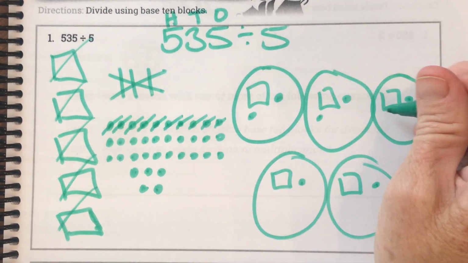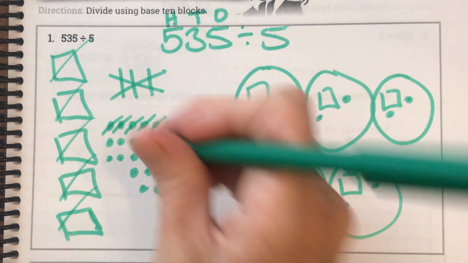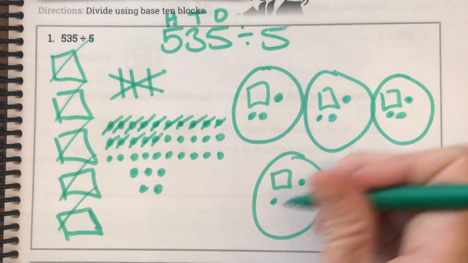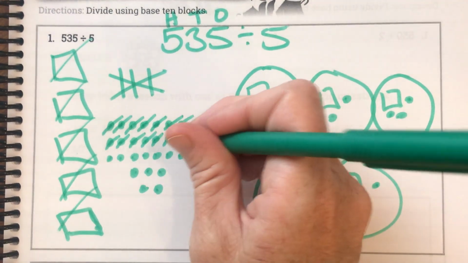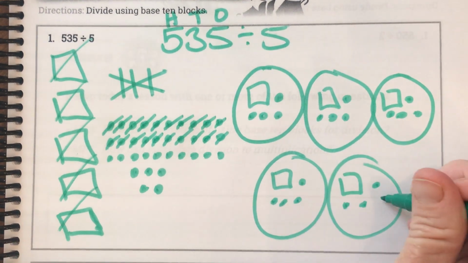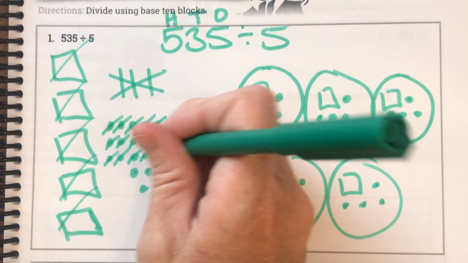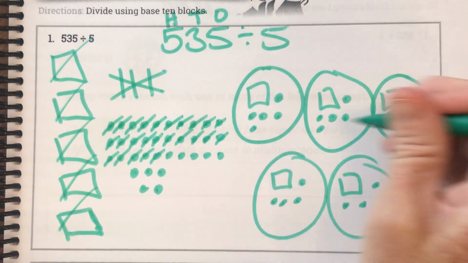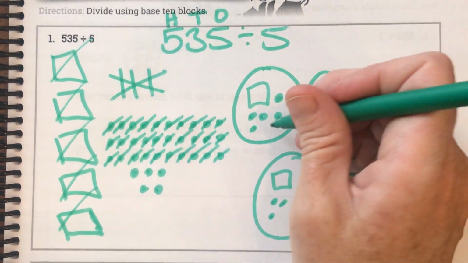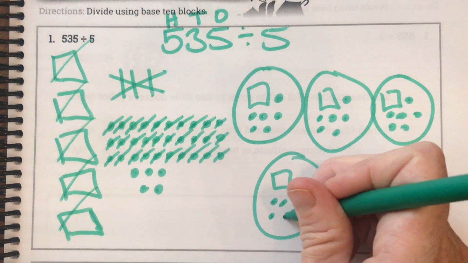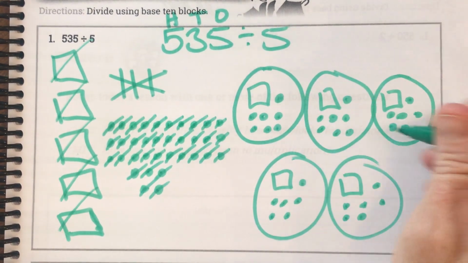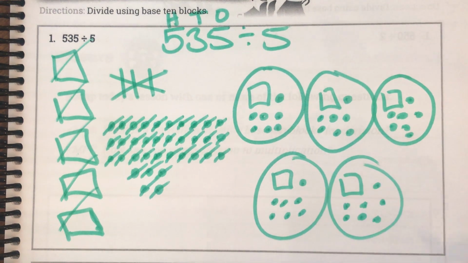1, 2, 3, 4, 5. We keep passing them out, 5 at a time, until the last group is done. And we passed out all of our dividend.